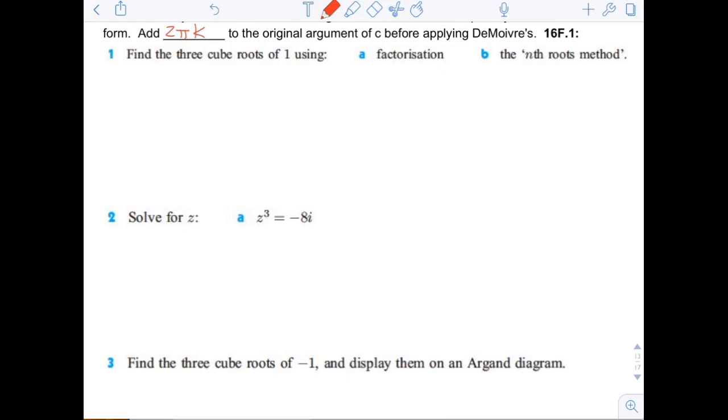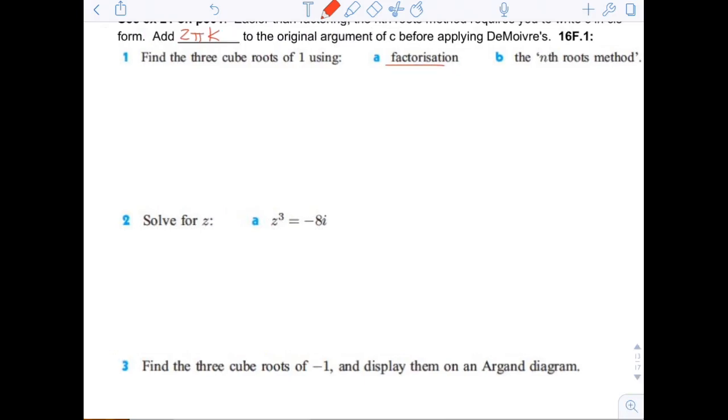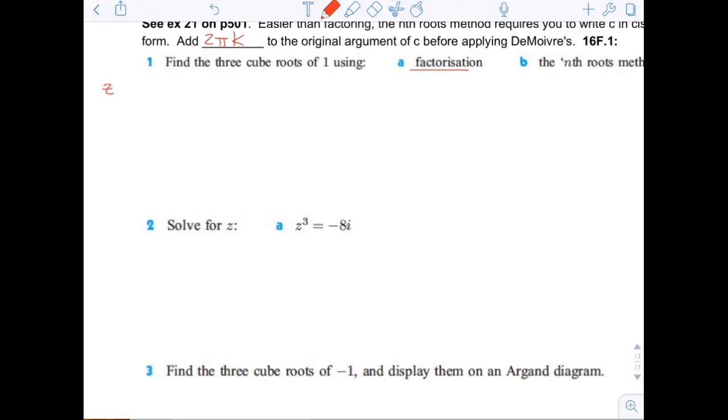Find the 3 cube roots of 1 using factorization. Okay, so if we write the equation z cubed equals 1, this is basically stating that z is a cube root of 1. And the most obvious cube root of 1 is 1, right? So let's write it as a polynomial equal to 0. And then we're going to use factorization to solve it. So z cubed minus 1, we know that one of the roots of z cubed minus 1 is 1 because if you put 1 in here, it works, right?